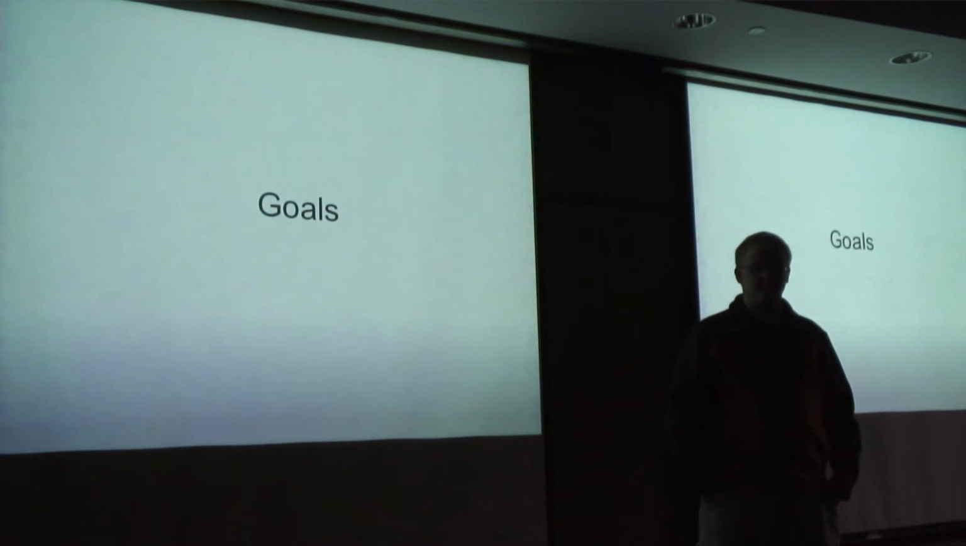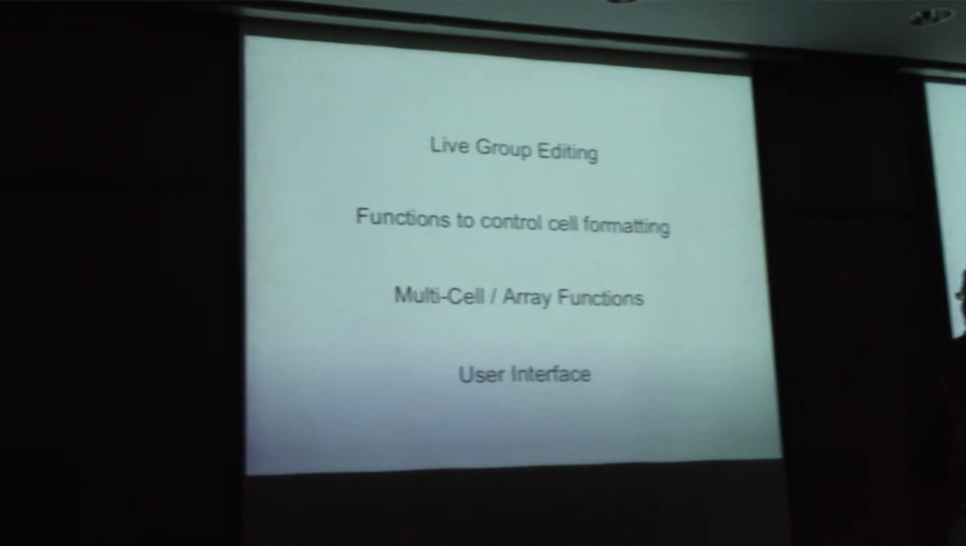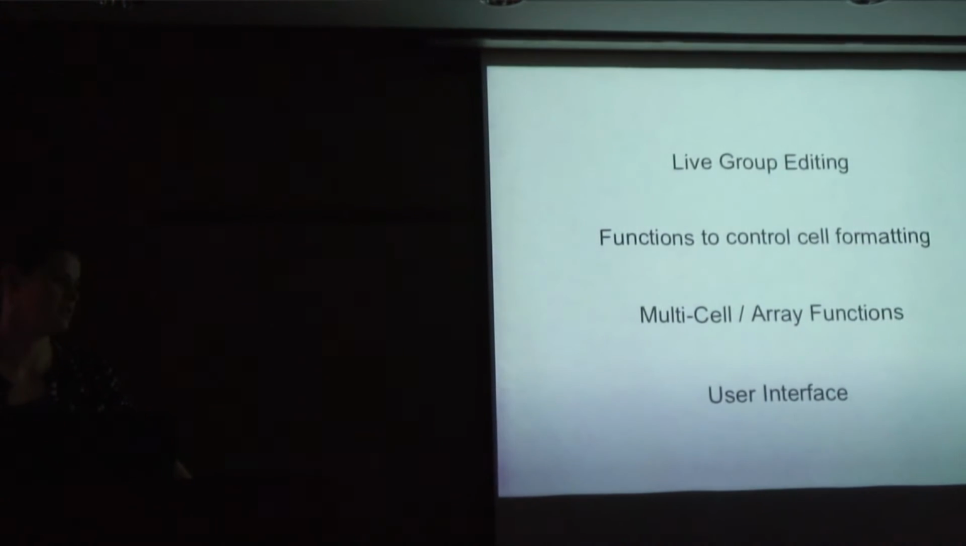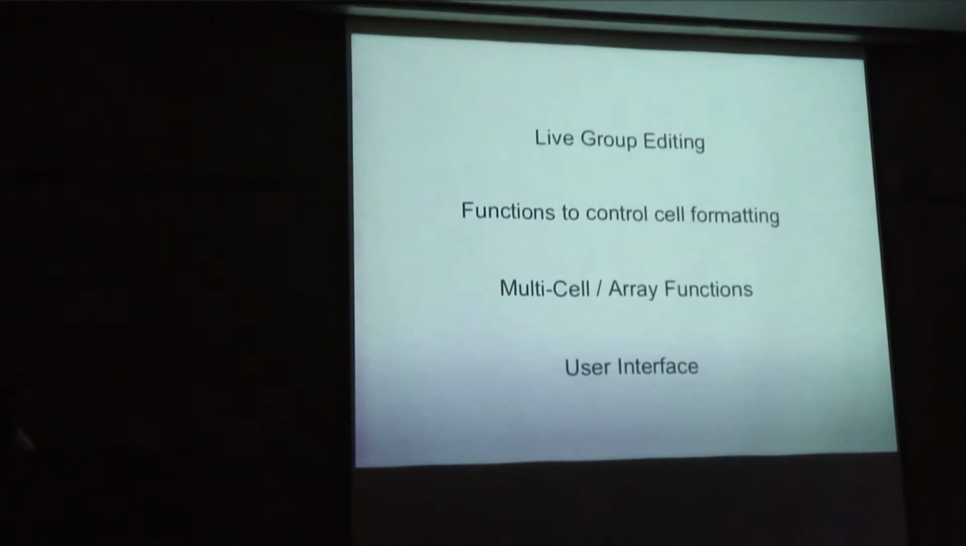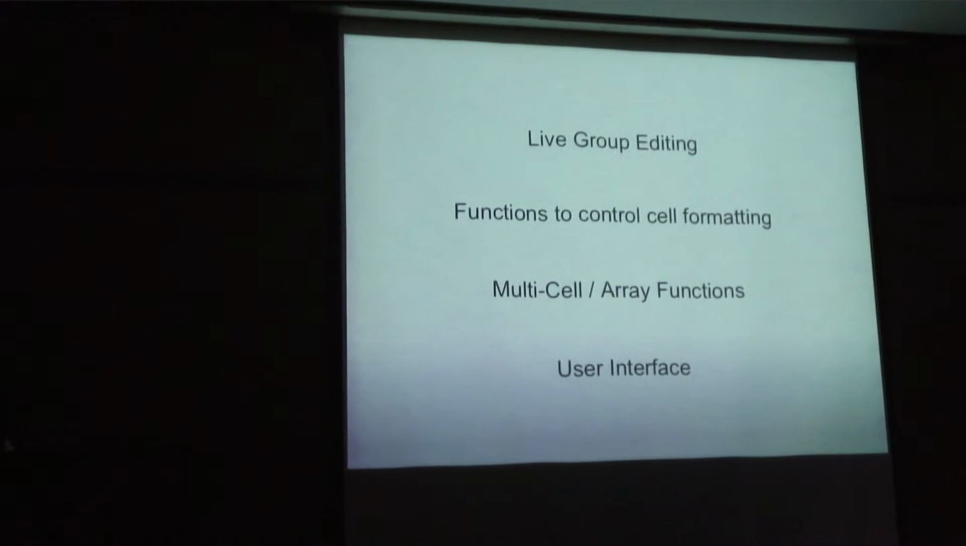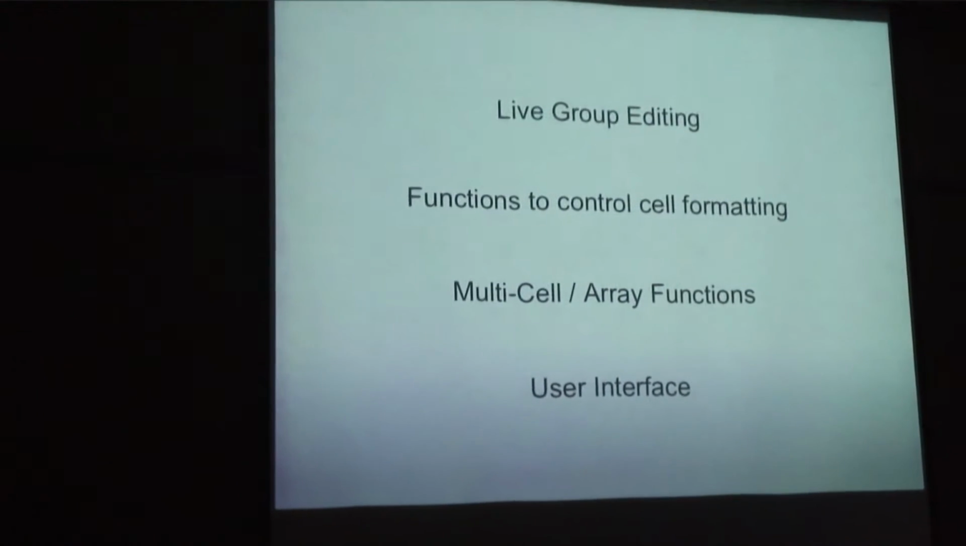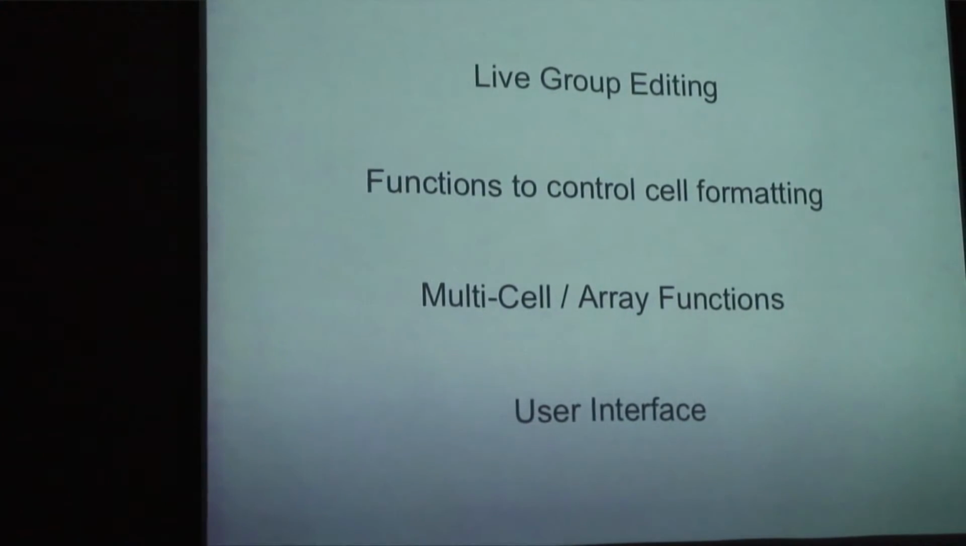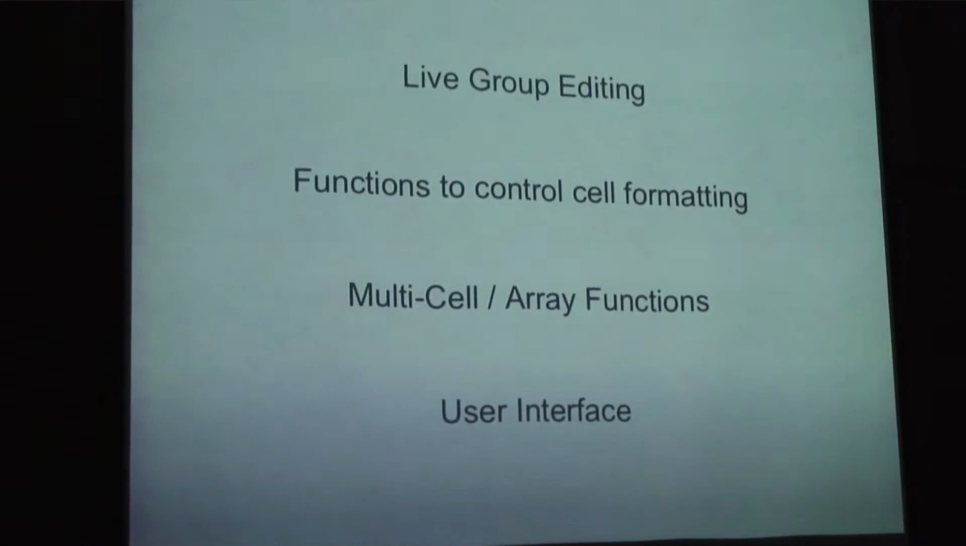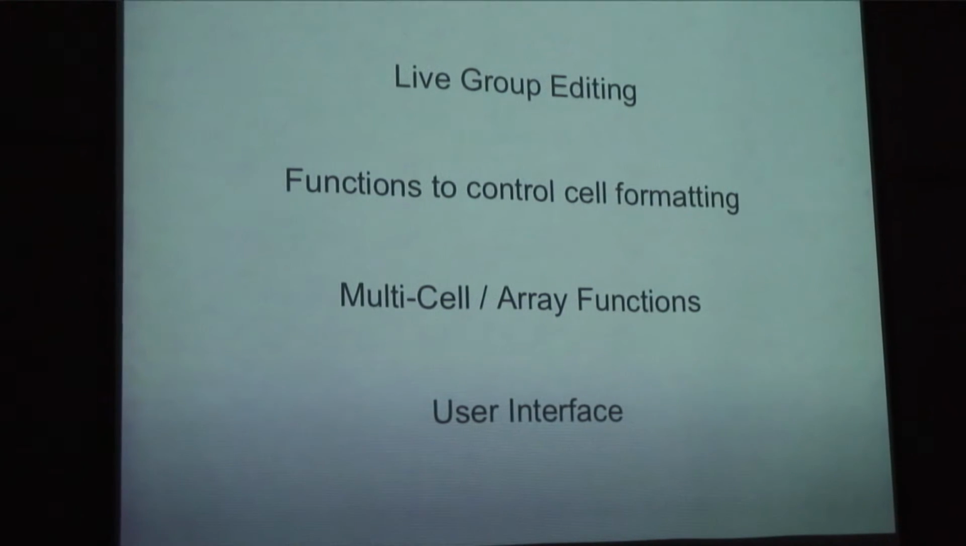Right, goals. Access to each other's documents. The functions to control the cell formatting. As you can tell right now, this font's all just the same thing. You can't make it red, can't make it purple, or whatever. Multi-cell and array functions, so you'll be able to have a function that would put items in multiple cells. Also multi-cell highlighting, that kind of goes under there. And the UI is pretty terrible right now.